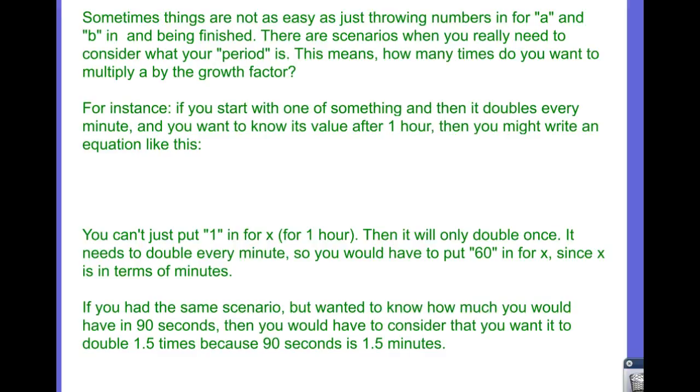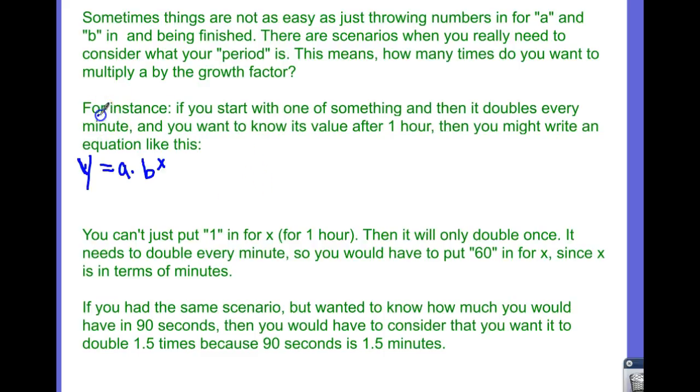So this is just the same writing that you can read on the lesson. We have the equation y equals a times b to the x, and it's usually pretty easy. A is our starting value, b is our growth factor, and x is the amount of times I need to multiply by that growth factor. But sometimes it takes a little more thought than that.